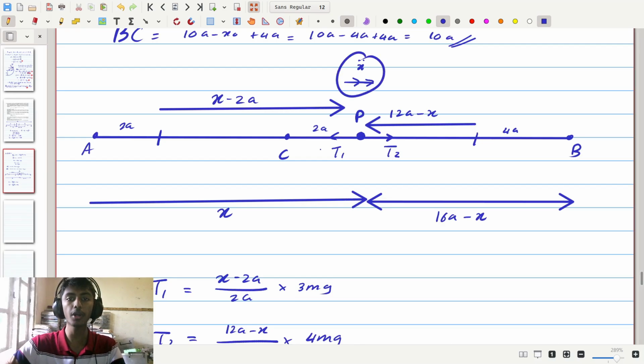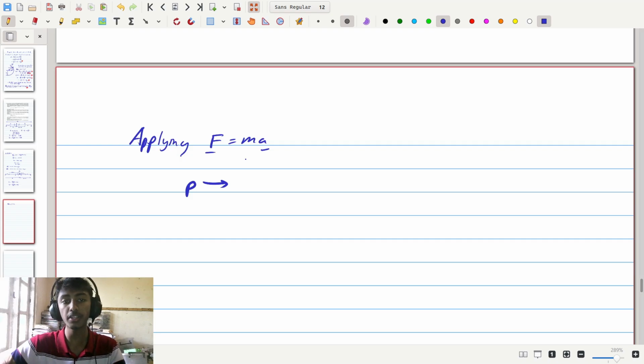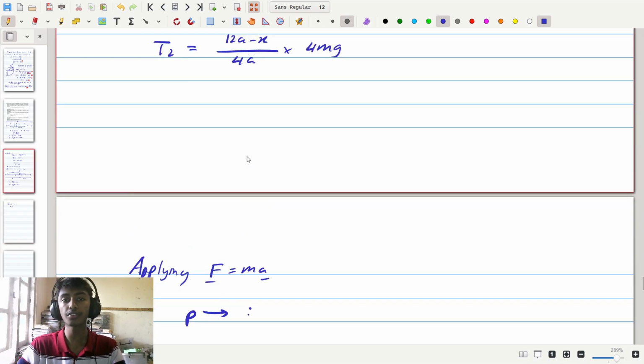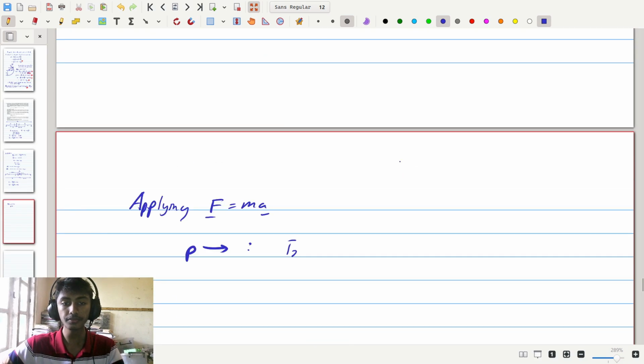So I'm going to take x double dot to be the acceleration in the direction in which x is increasing, and then we're going to apply F equals ma using the forces T2, T1 and the acceleration x double dot. So applying F equals ma for the particle P in the positive direction of x, which is the rightward direction, and doing so for the forces in the positive direction we get T2 minus T1, and on the right side we have ma, and a is x double dot, so we have m x double dot.